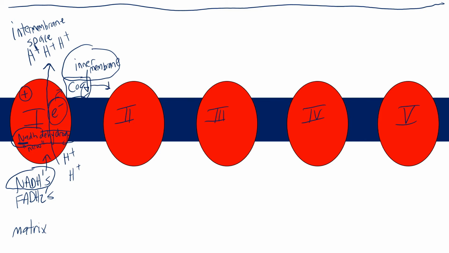So it's going to now assist in complex 2. Okay, so now what's going to happen? In complex 2, it's involving FADH2. So let me basically clear all this up to make it neat. So now we're at complex 2.